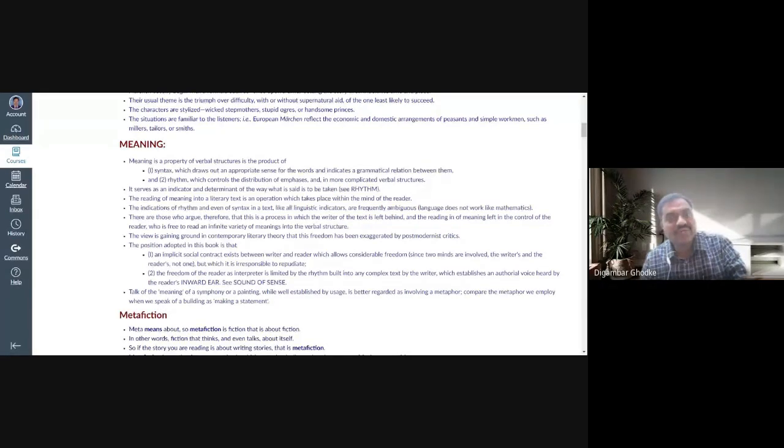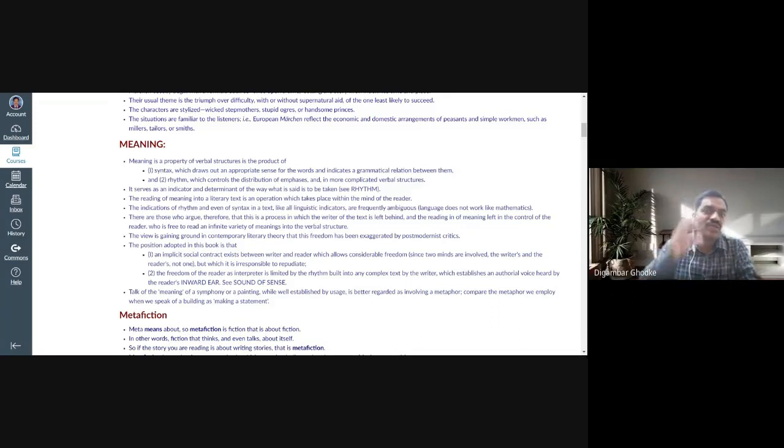And when we read, the reading of meaning into a literary text, when you understand the meaning in a literary text, it is an operation which takes place within the mind of the reader. Meaning is a mental process as such. Understanding the meaning is a mental process. It takes place in your mind.